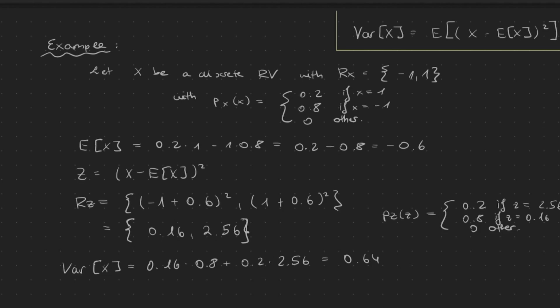Now we construct a helper random variable named z that is defined as x minus the expected value of x, squared.